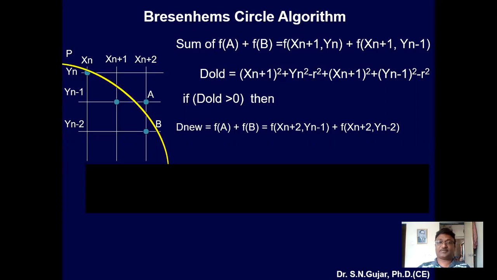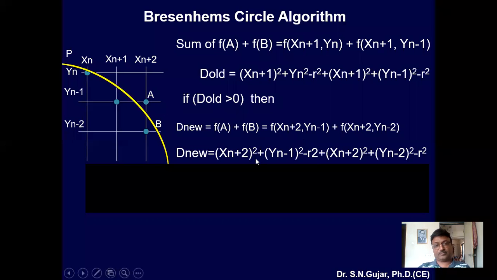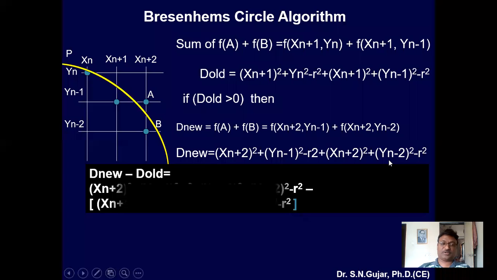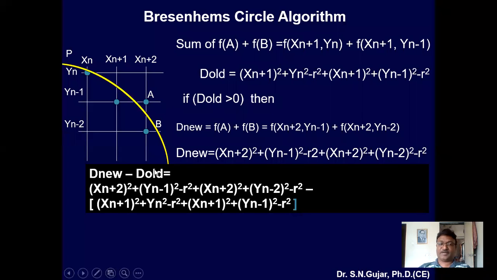Now solve this x square plus y square minus r square. So this is the equation of your circle. Put this point on that equation so that it becomes (xn plus 2) whole square plus (yn minus 1) whole square minus r square, plus (xn plus 2) whole square plus (yn minus 2) whole square minus r square. Now once you have put this point over here, then d new minus d old, that I have put in normal, and in bracket I have put the old value. Solve this.